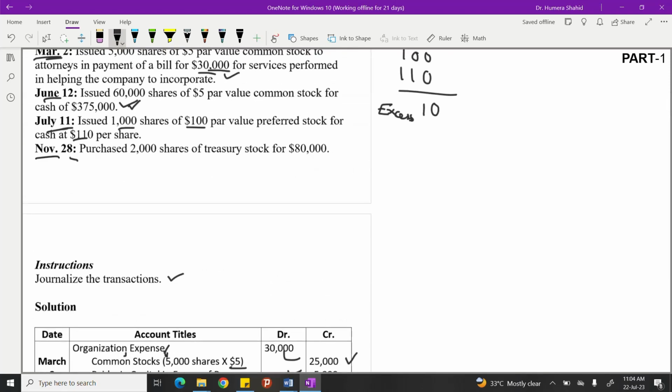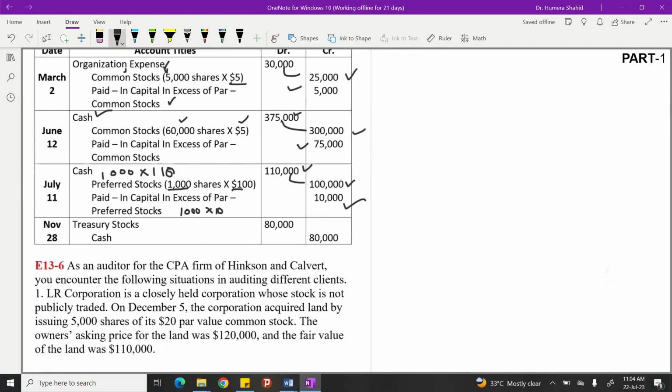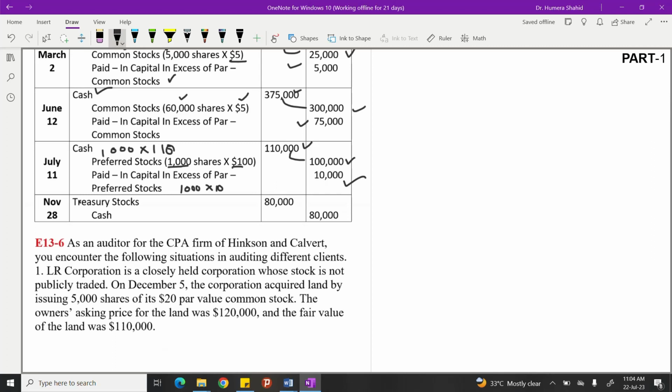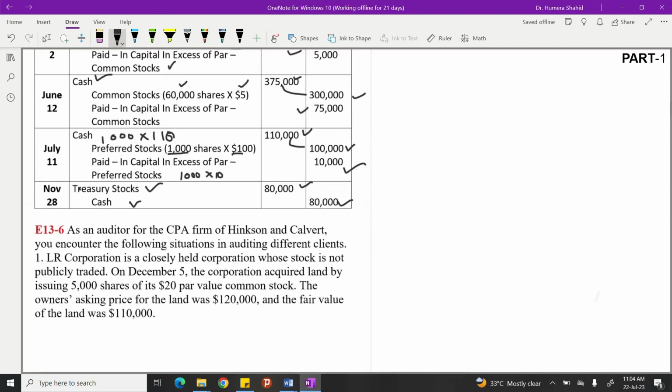Finally, November 28, the company has purchased 2,000 shares of treasury stock for $80,000. Now, when I discussed the topic of treasury shares, I told you that for treasury shares, whatever the purchase price is, that serves like a cost. That serves like a par value for treasury shares. Okay, so this is the amount, and of course, you would have given this money to the shareholders to get back your 2,000 shares. So on November 28, treasury stock gets debited with 80,000 and you have paid cash of 80,000 to the stockholders. I hope these transactions are clear to you.